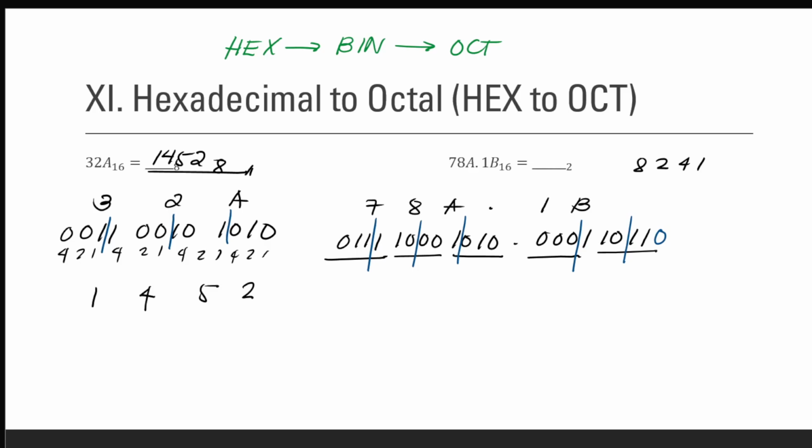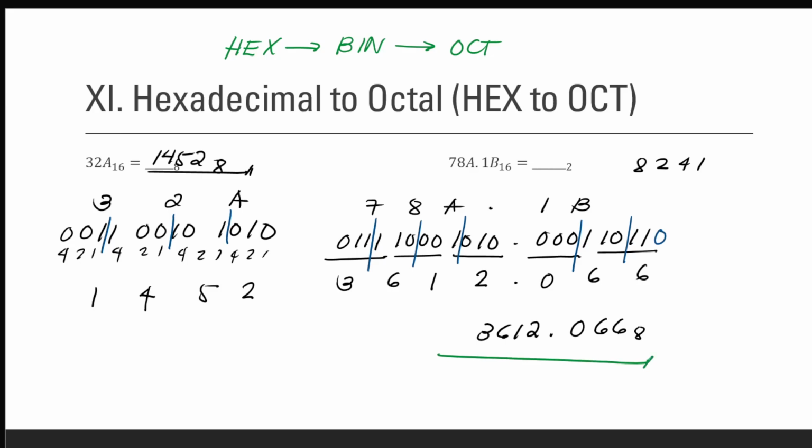So we have 1 plus 2 is 3, 4 plus 2 is 6, 1 plus 0 is 1. Then we have 2, no? 3, 6, 1, 2. Point. This is 0, 0. No, of course, this is 0. 4 plus 2 is 6. Then we have 4 plus 2 is again 6. No, so therefore, our final answer is 3612.066 base 8. Ayan. This is our answer for our second example.